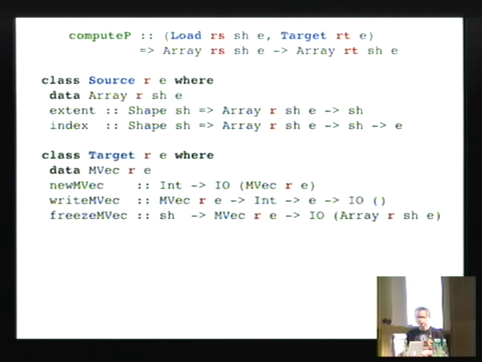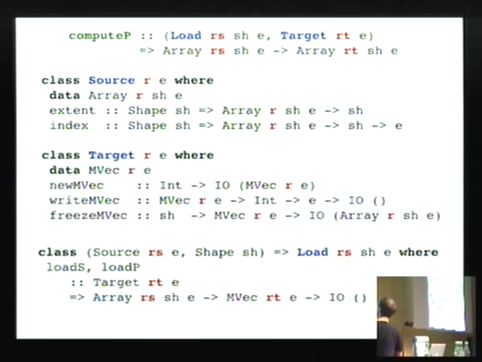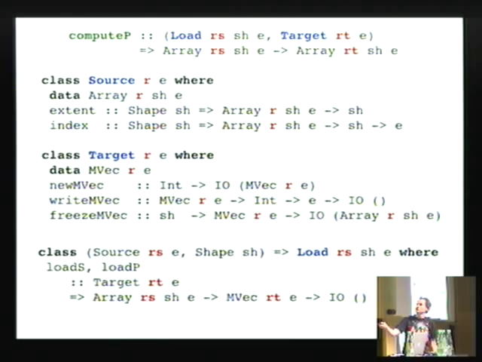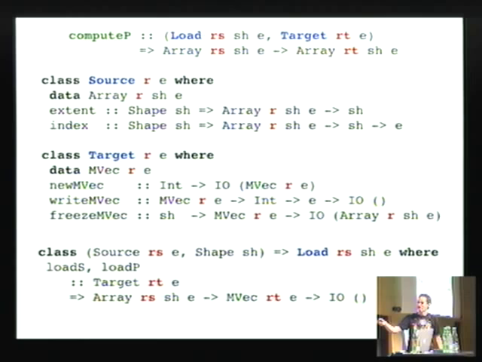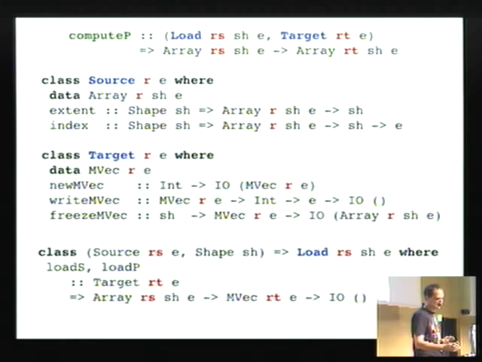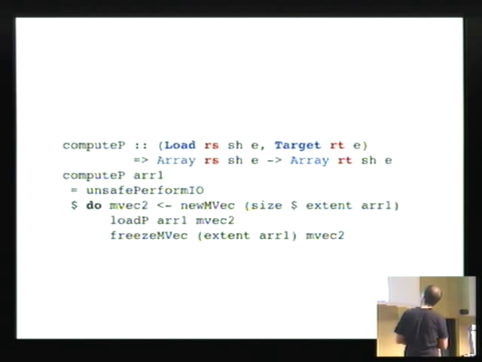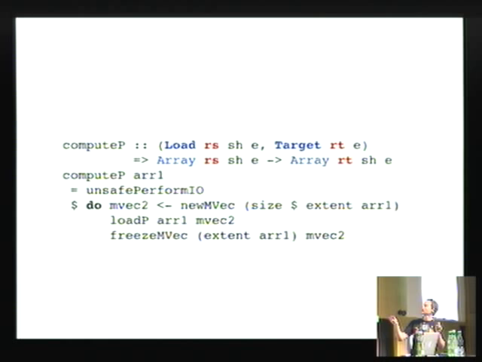And using these two type classes, we produce this load class. What a load does is either in parallel or sequentially read all the elements from this array, or compute all the elements of this array if the representation is delayed, and then write them into this mutable vector. So it's just these three classes which wrangle all the different representations. Using those classes, you can write a nice, most polymorphic definition of compute, and provided your favorite array representation has an instance for either load or target or both, then you can have a parallel array computation in your favorite representation.